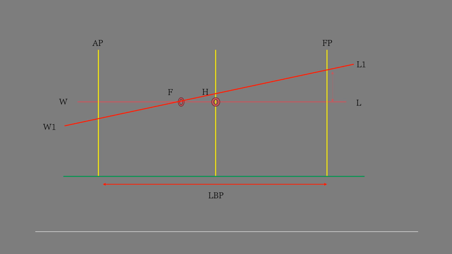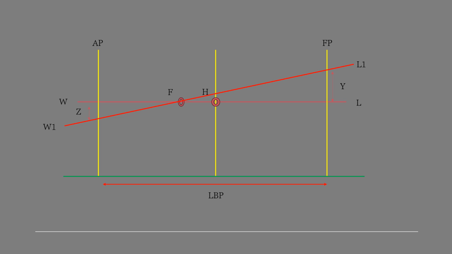Now the arrow that I just placed is the difference between the initial draft and the final forward draft. We name that as Y. Similarly, the difference between the original aft draft and the new aft draft, we name it as Z. And now we have Z and Y.